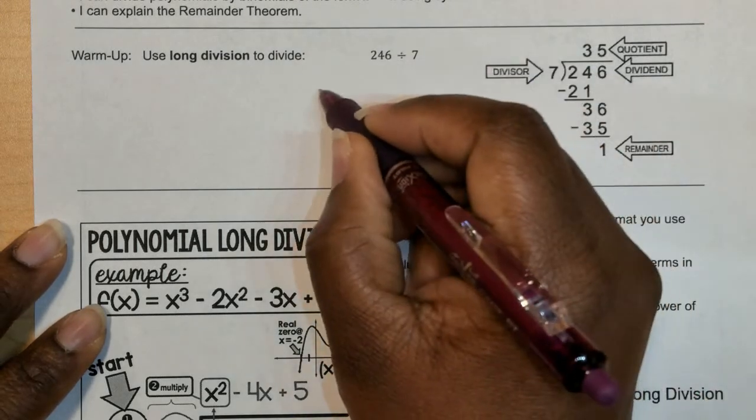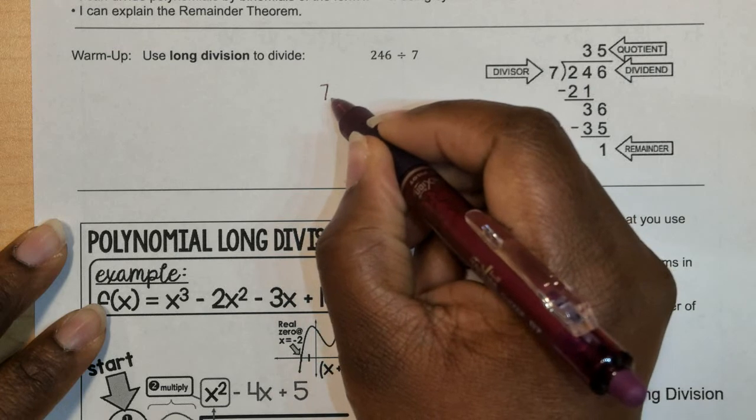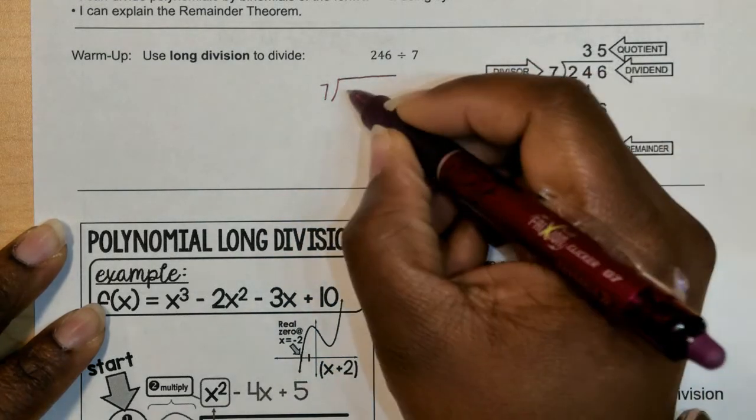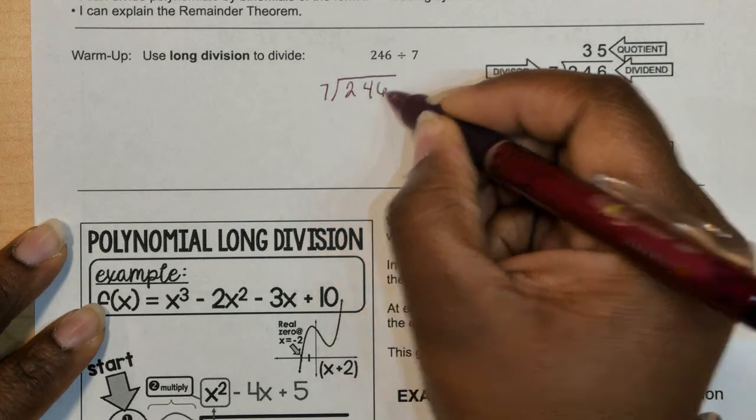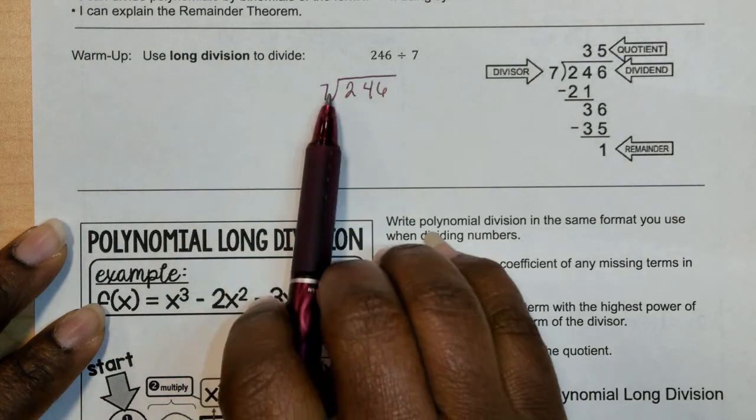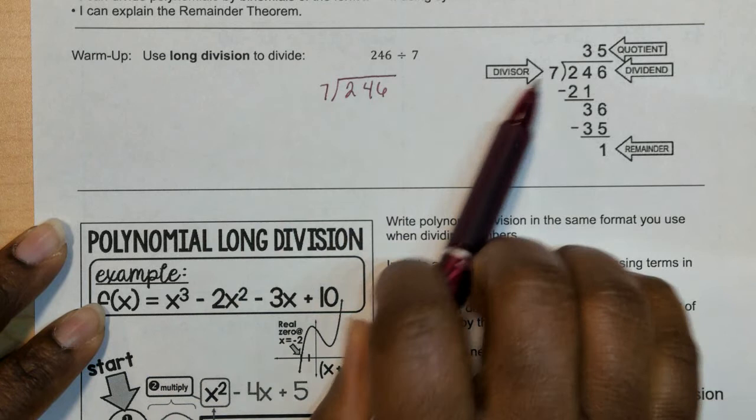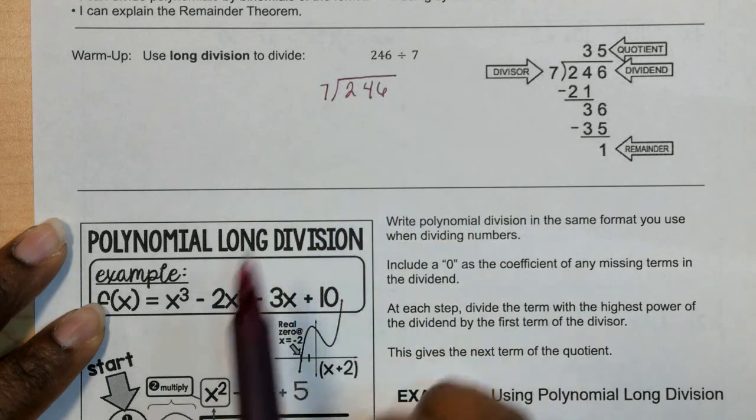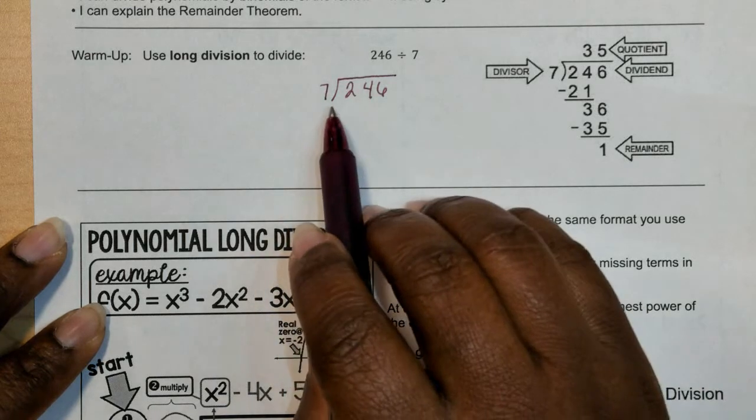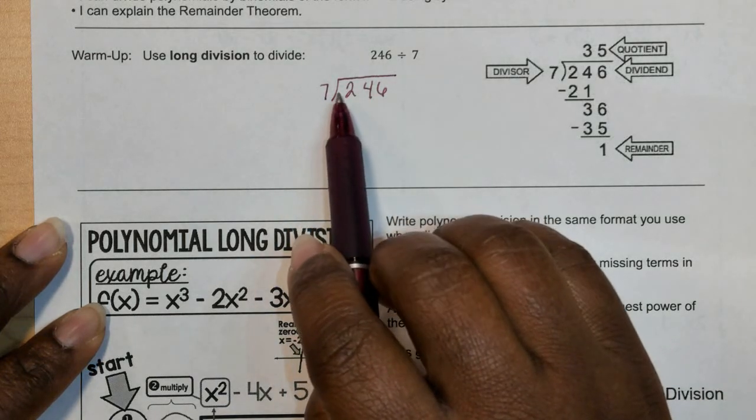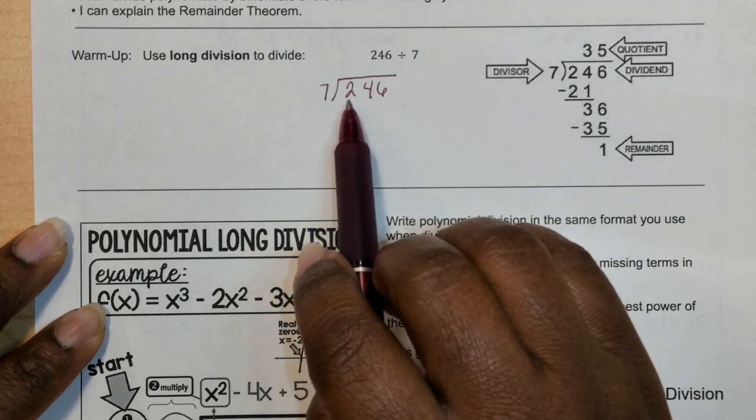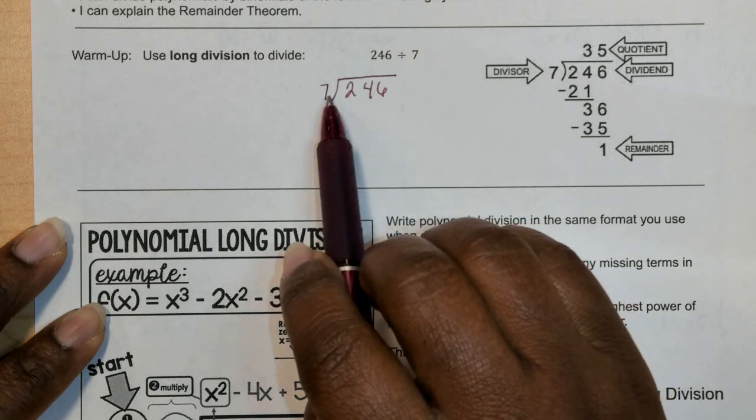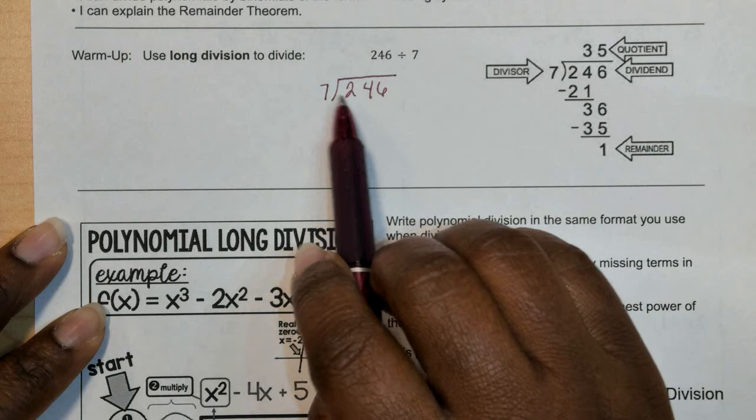If we were to set that up, we put the 7 on the outside, we'd have our division symbol, and we put 246 underneath. The number that's on the outside is called the divisor. The number that's underneath is your dividend, and the answer that you get is going to be your quotient. So in order to divide, the algorithm is you use as many terms as you need so that you can divide the divisor into those numbers.